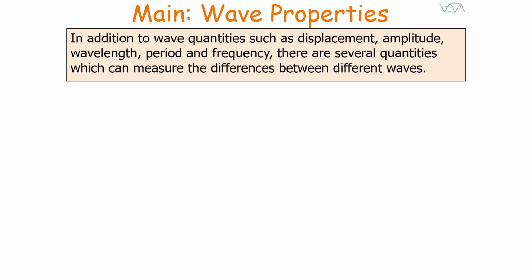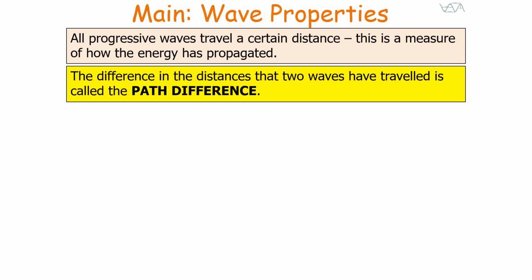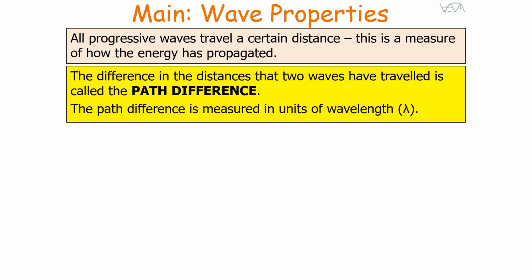Now, in addition to quantities such as displacement, amplitude, wavelength, time period and frequency, there are several quantities that can be measured as differences between different waves. Because all progressive waves travel a certain distance, it's a measure of how far the energy has been propagated. The difference in distances between two waves, and how much they have travelled, is called the path difference, and the path difference is measured in units of wavelength, or lambda.